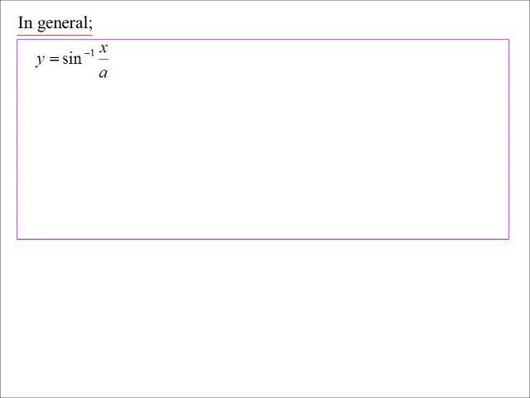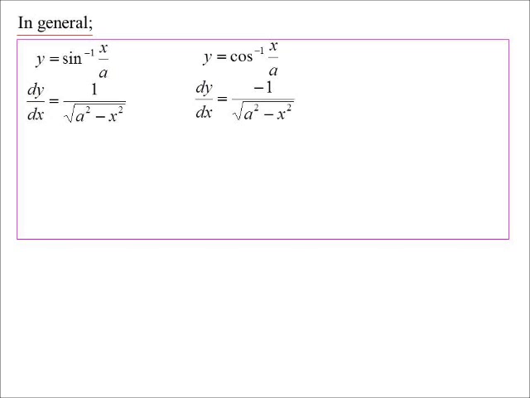If it's just a linear function, so if it's just x on a as a linear function, then it's 1 over the square root of a squared minus x squared. Inverse cos becomes minus 1 over the square root of a squared minus x squared. And inverse tan, a over a squared plus x squared. So the thing we have to be careful with there is inverse tan has a on top. That's a very common mistake to leave 1 on the top because, of course, the others have 1 as well.